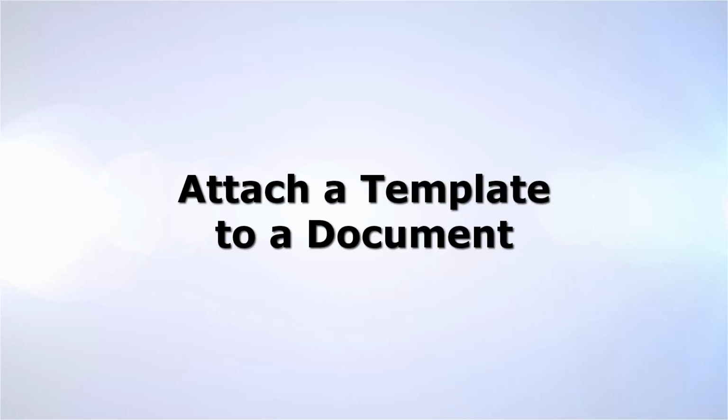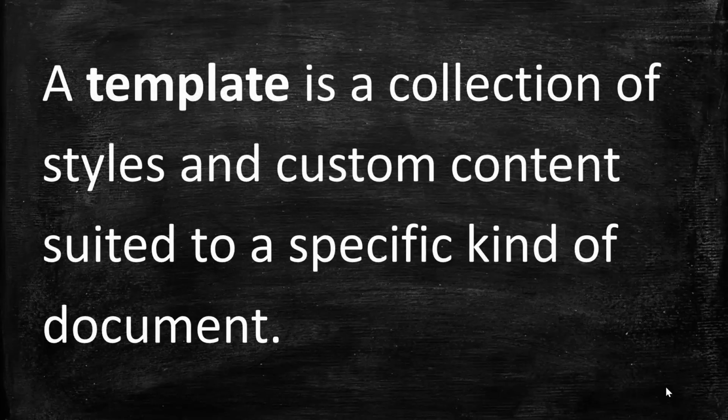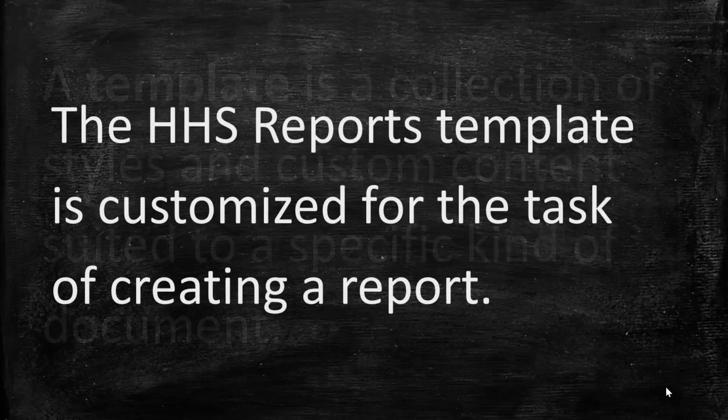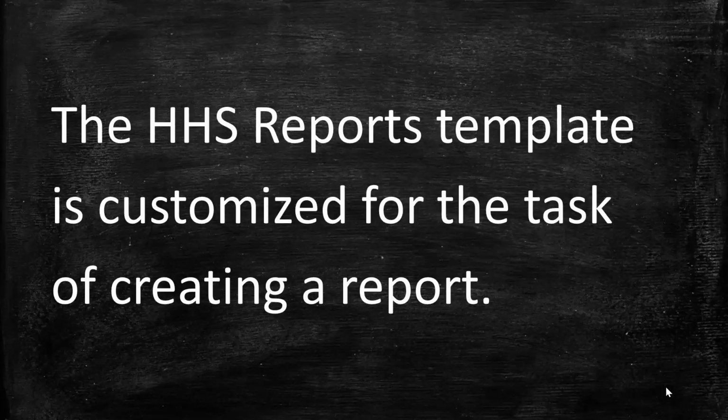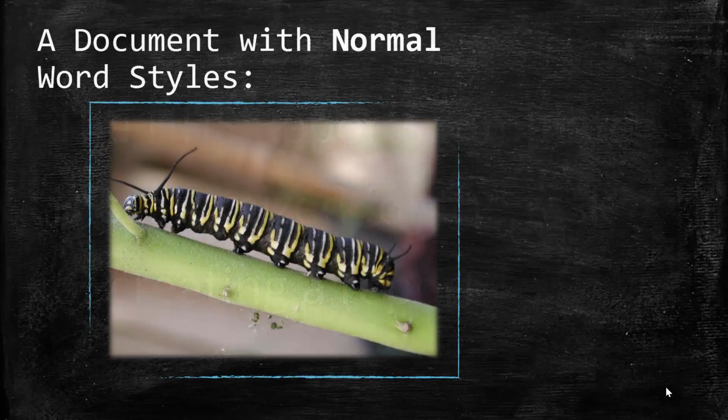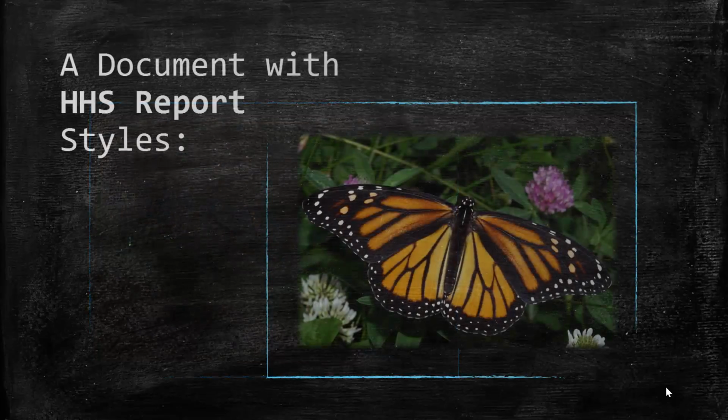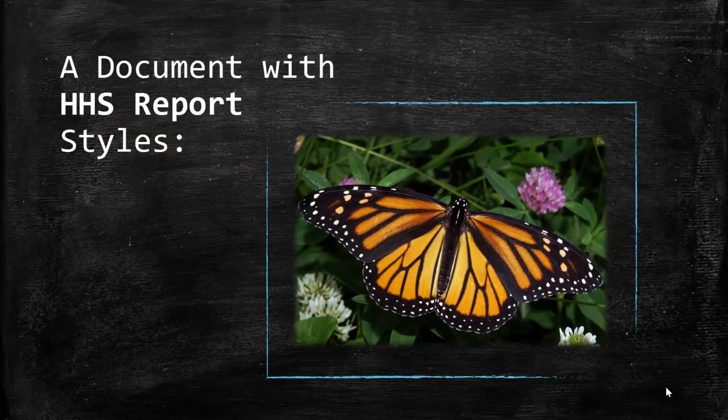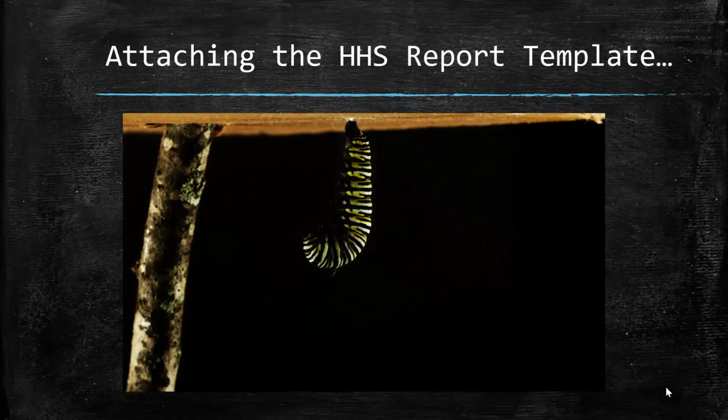Attach a template to a document. A template is a collection of styles and custom content suited to a specific kind of document. The HHS Reports template is customized for the task of creating a report. In this case, our report has already been created using the styles that come with Word. By attaching our custom template to the draft report, we can change the appearance of every bit of the text that is formatted with a style.